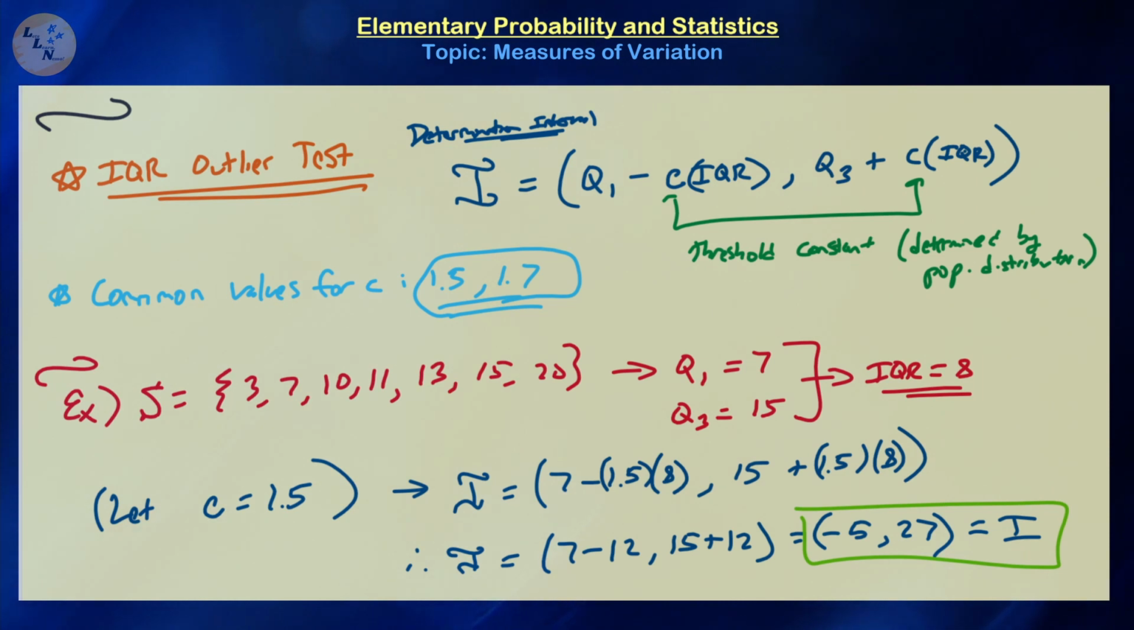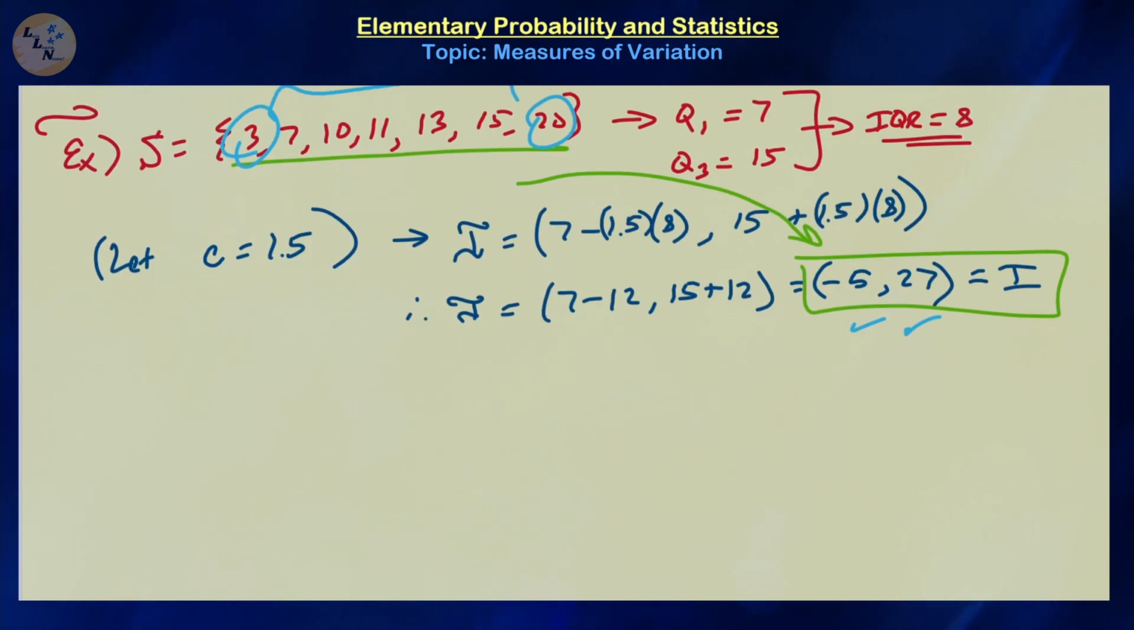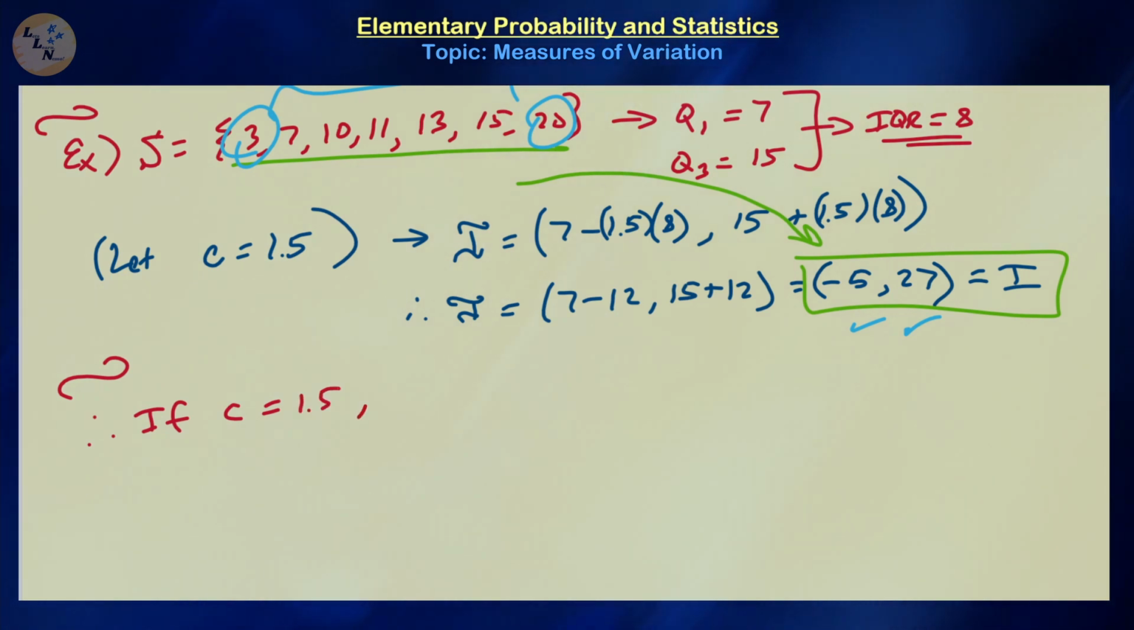So what do we do with this? We look at all of the elements and see which elements are not in this interval. We'll also notice that since 3 is in this interval and 20 is in this interval, all of the other elements are also going to be in that interval as well. That's one of the easy checks that you can do. So therefore, if our threshold constant C is equal to 1.5, then S does not have any outliers.